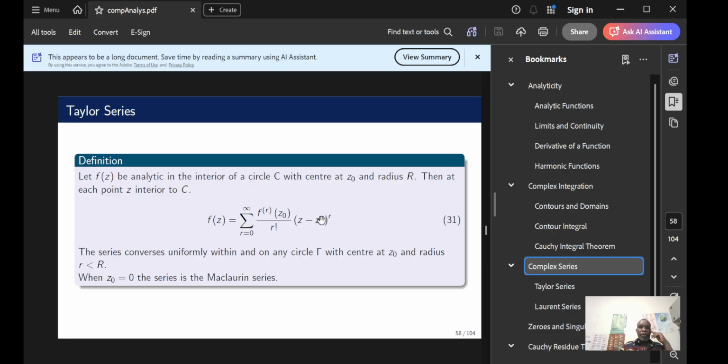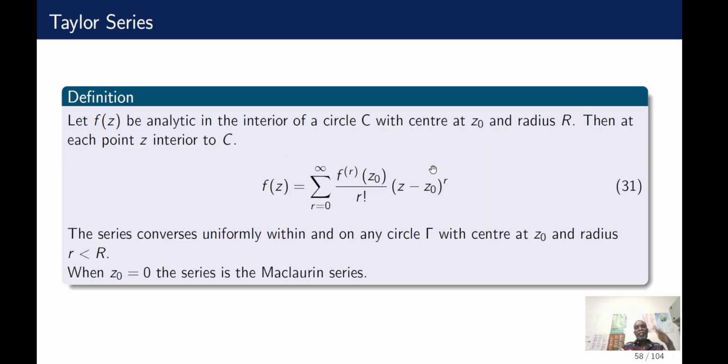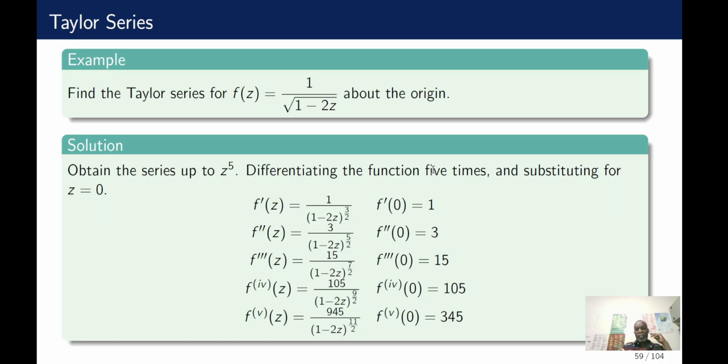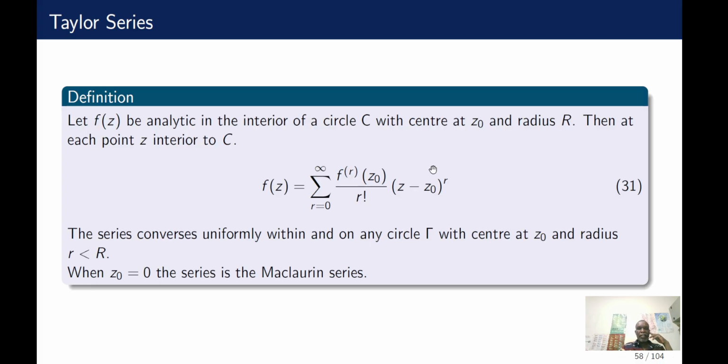But if you expand it about the origin, the series becomes a Maclaurin series. So that's basically the definition of the Taylor series. Let us go down and see how we can do this. The evaluation of the terms of the series depends on you being able to differentiate that function the number of times that we need.